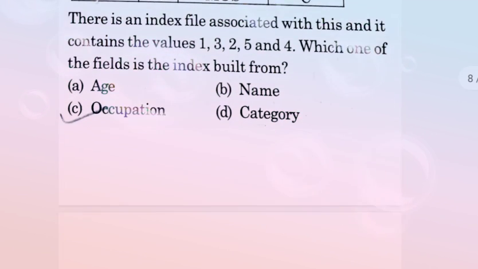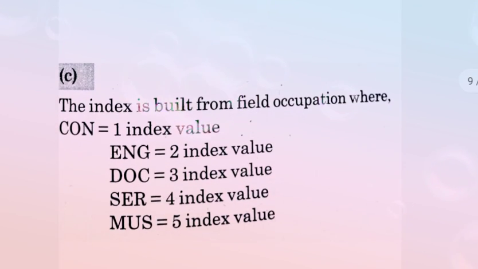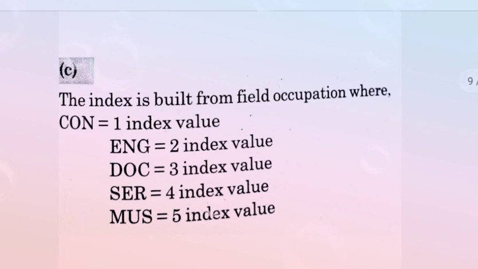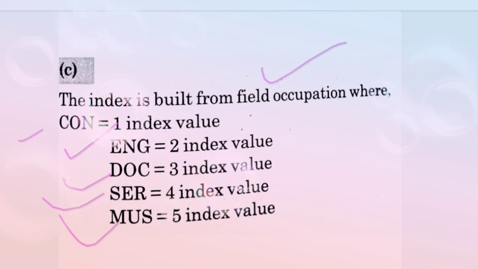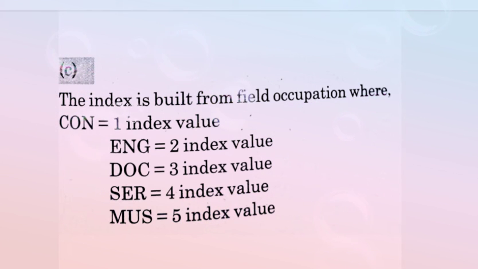Now come to the solution. Here the solution is given: the index is built from the field occupation, where Con is equal to 1, E and G is equal to 2 index value, DOC is equal to 3 index value, SER is equal to 4 index value, and MU is equal to 5 index value. So on the basis of occupation, it is the correct answer. So option C is your correct field. Now come to the next question.